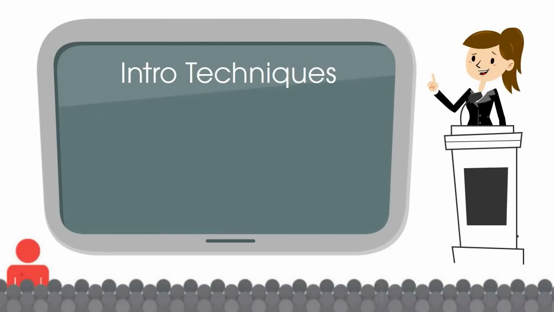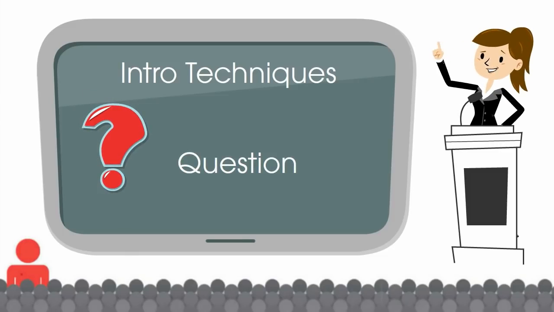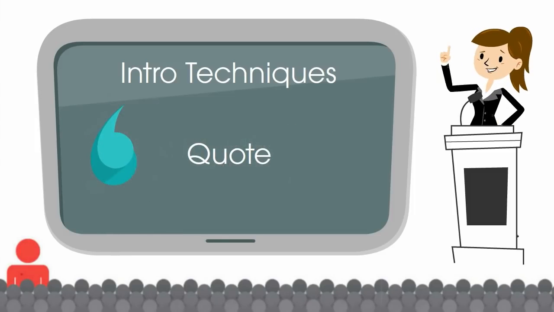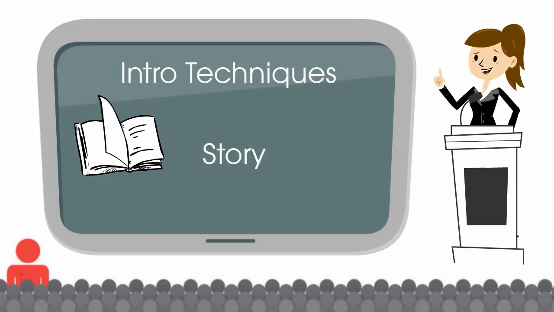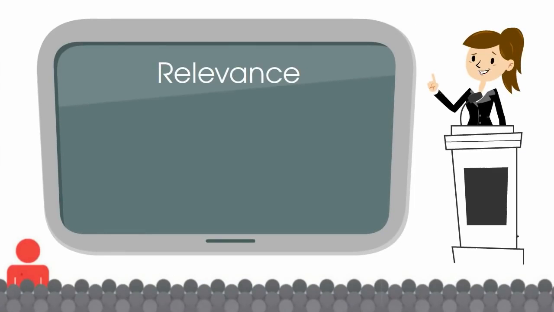There are 4 common attention-grabbing techniques for opening your speech. You can ask a question to get your audience thinking. You can make a startling statement that grabs their attention. You could share a relevant and engaging quote with them. Or you can tell a personal story that connects with your topic and audience. Regardless of what type of opening you use, it's important to make sure that it's relevant to your overall core message and that it links to your main point.